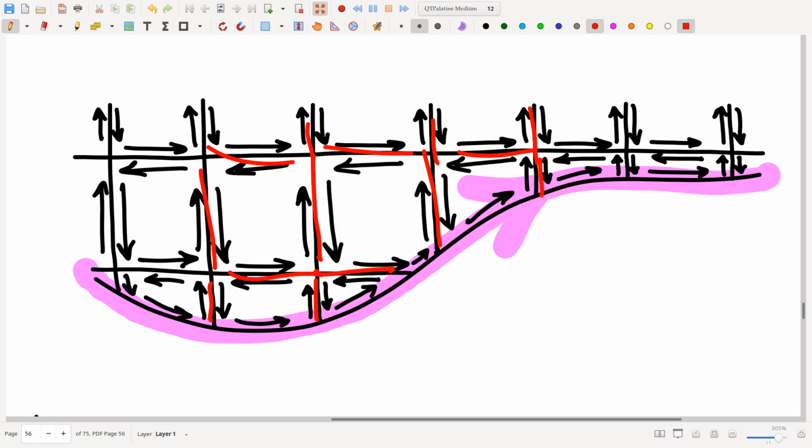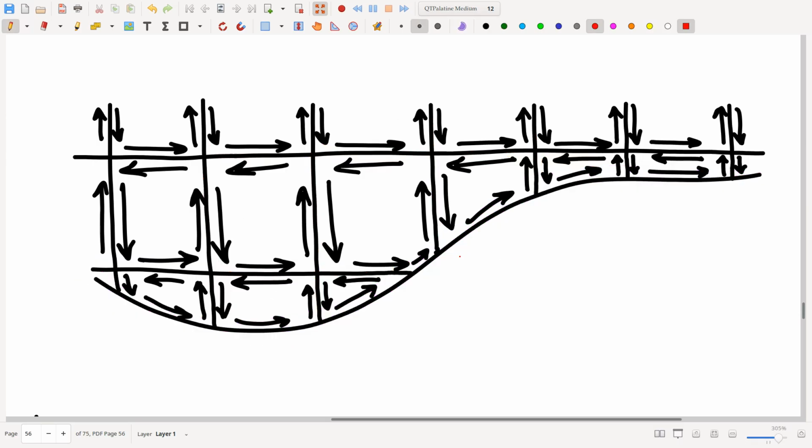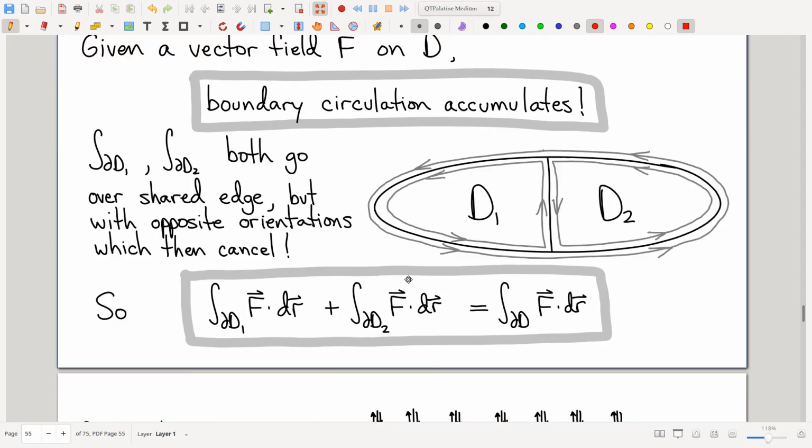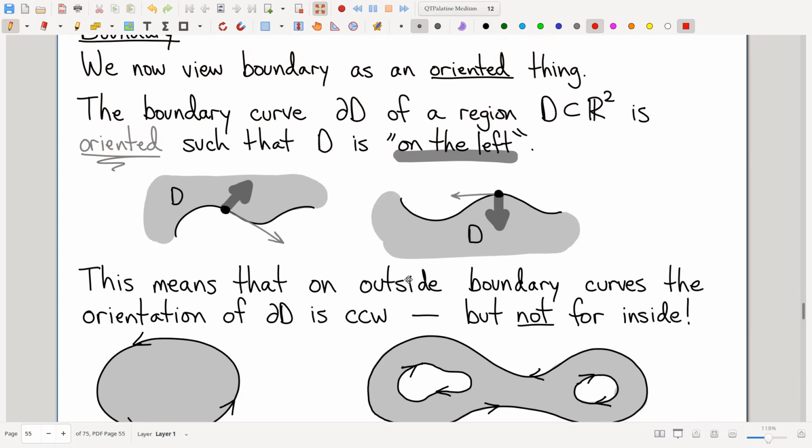Isn't that wild? So let's take a moment to recognize, how is this possible? How did it work out so conveniently? Well, I feel like we need to give credit where credit's due. The thing that made it work was this boundary convention.